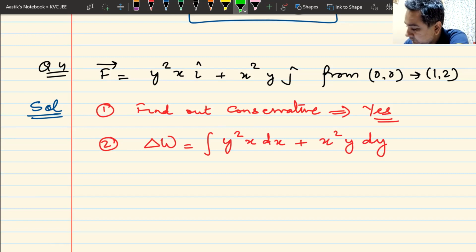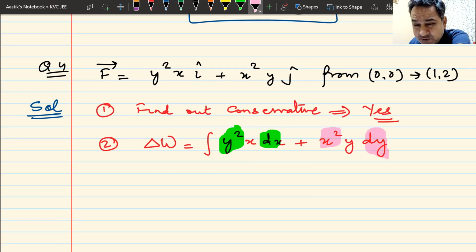Y square with dx. Problem number 1. X square with dy. Problem number 2. But as soon as you get this problem, you also know the solution. That solution is there in your hands. So what you're going to do is take it and integrate it separately, assuming that y square is a constant.